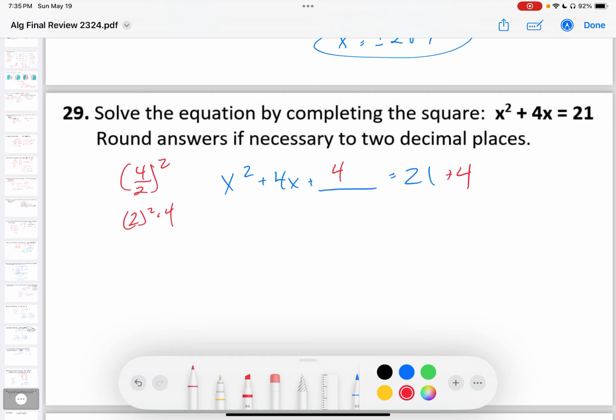Now again, it isn't 4 because of this 4. It's 4 because we take half of this value and then square it. So if that were, let's just say, 10x, we would take 10 divided by 2, which is 5, and then we'd square 5, which would be 25. And that's what would go there and there. But that isn't the case in this problem. So we've got x squared plus 4x plus 4 is equal to 25.